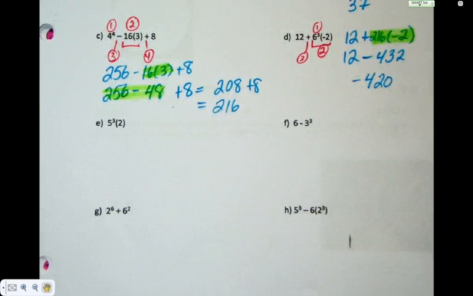E, I don't want you to do it. I just want you to turn and talk for 30 seconds, discuss the order. What will you do first? What will you do second? What will you do third?